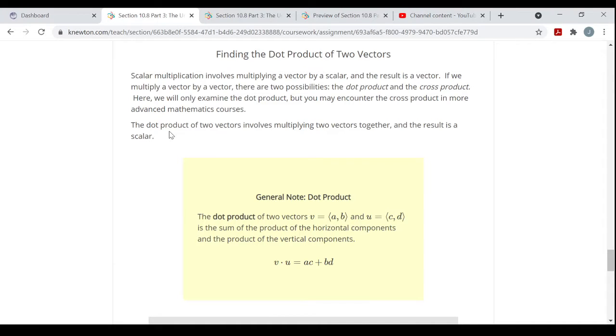The dot product of two vectors involves multiplying two vectors together, and the result is a scalar. So when you perform this dot product of two vectors, your final answer will be a number, not a vector. It'll be a scalar.